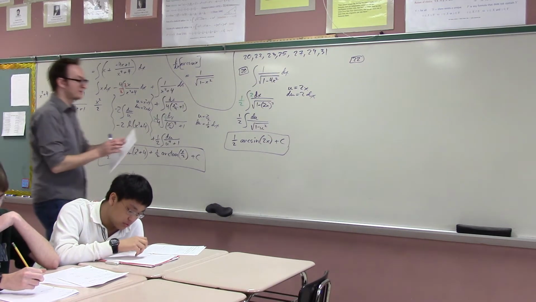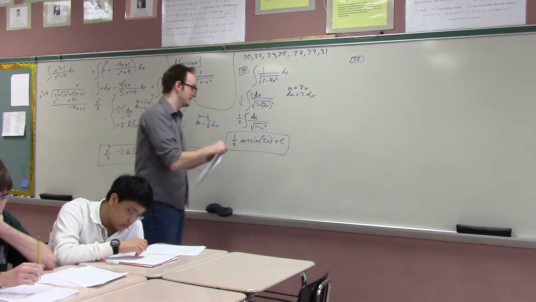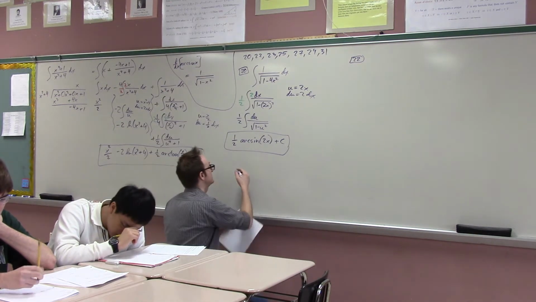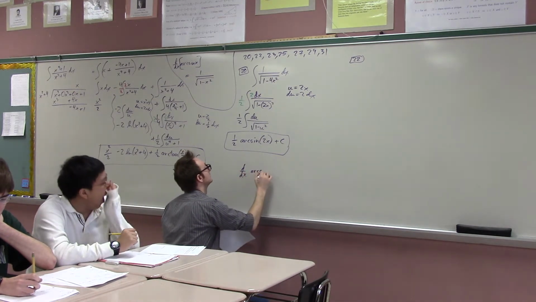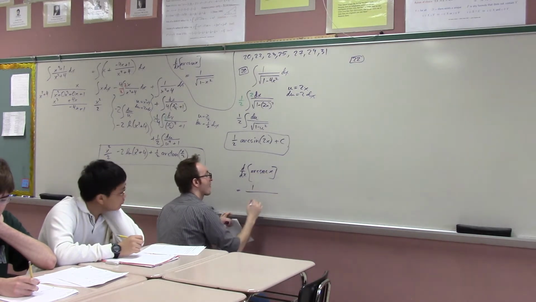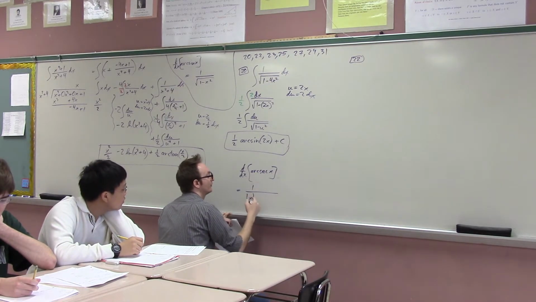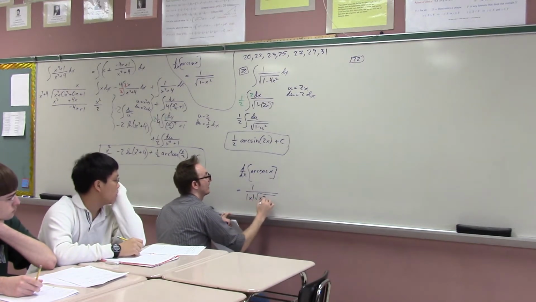Yes, it looks very much like arcsecant. What is the derivative of arcsecant? It's like x over 4, right? It's like 1. It's like 1 over absolute value x root x squared minus 1.